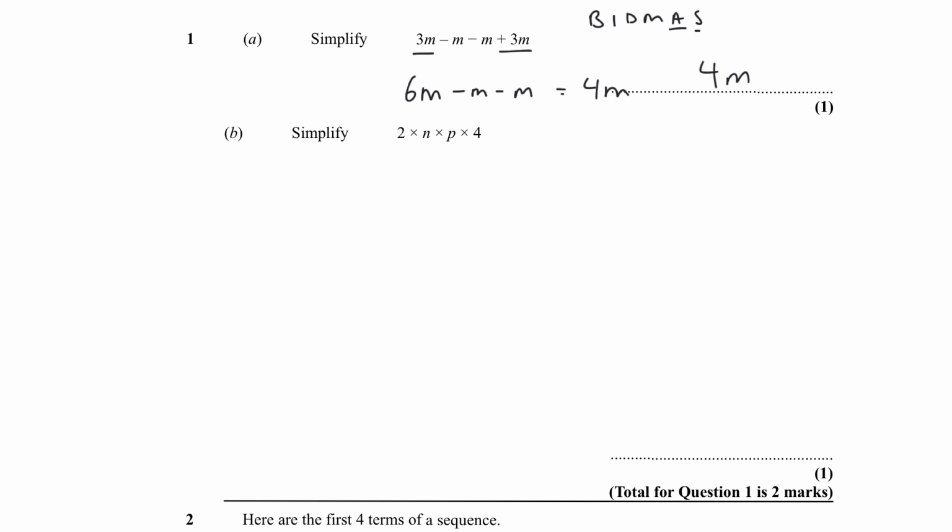Then if we look at part B, we've got 2 times n times p times 4. So remember, whenever you're simplifying, you're always collecting like terms. So we've got two numbers, so we're going to multiply them together. So 2 times 4 would give you 8. And then the n and the p can't really be simplified any further because they're both very different letters. So remember, in algebra, if you're multiplying letters, you squish them together. So your final answer would be 8np.